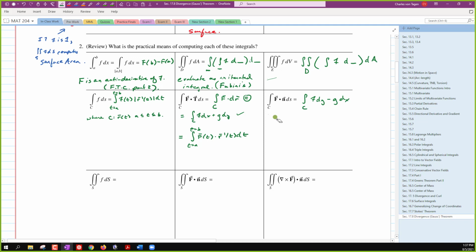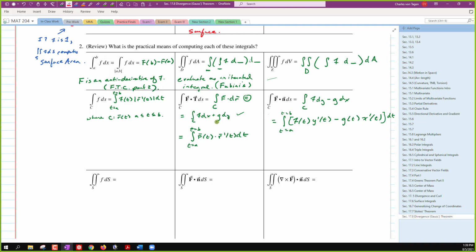But for the rest of us, what we're going to do is we're going to say, hey, that's a circulation integral, that's a flux integral. Okay. How do you compute a flux integral? We're going to do the integral from t equals a to t equals b of f of t, y prime of t, minus g of t, x prime of t, dt.